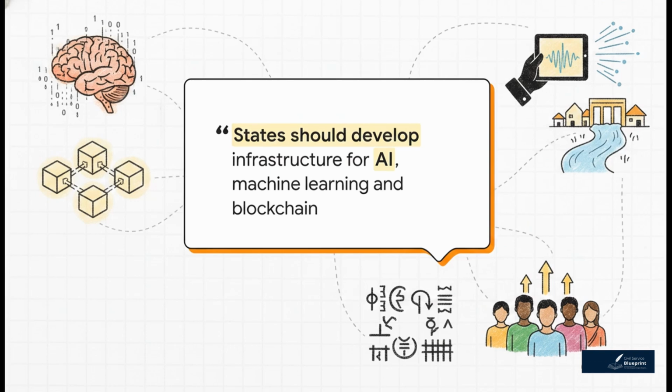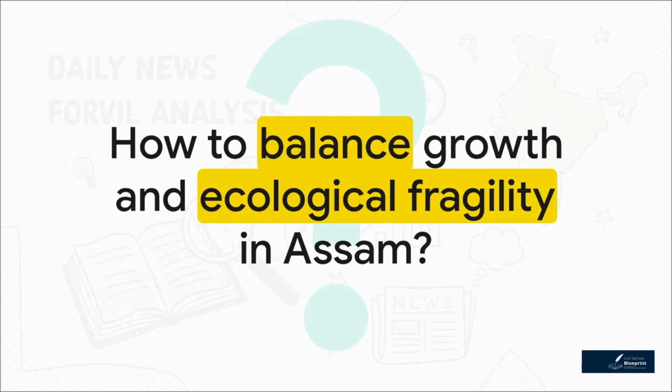He basically said that states need to build infrastructure for AI, machine learning and blockchain for the younger generation. For Assam to truly capitalize on its demographic dividend, we have to go way beyond basic computer classes. Just imagine writing an essay arguing that we should empower our youth to code local AI solutions for flood prediction downstream of Subansiri or use tech to preserve indigenous languages. That is next-level synthesis.